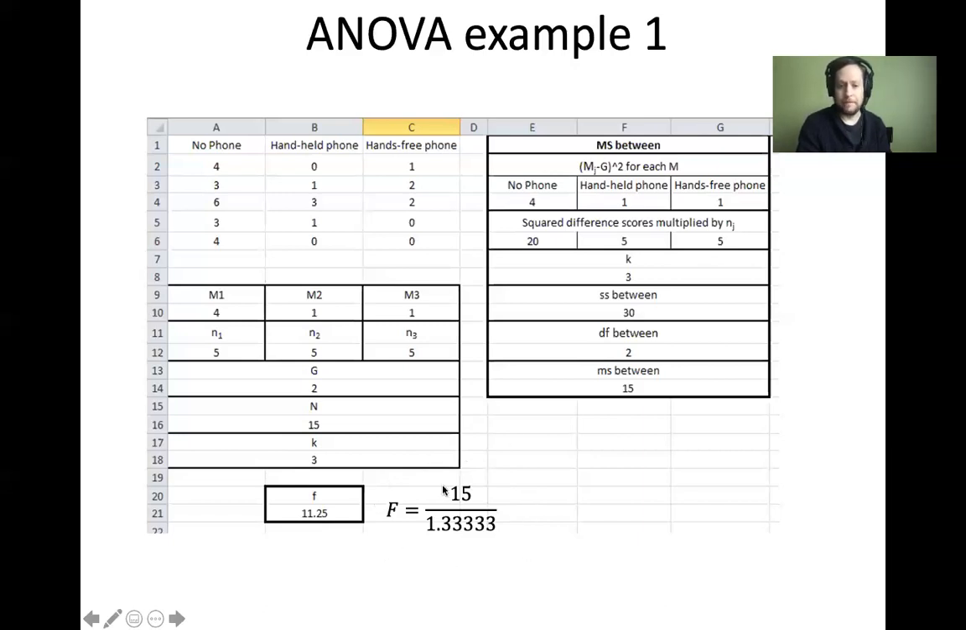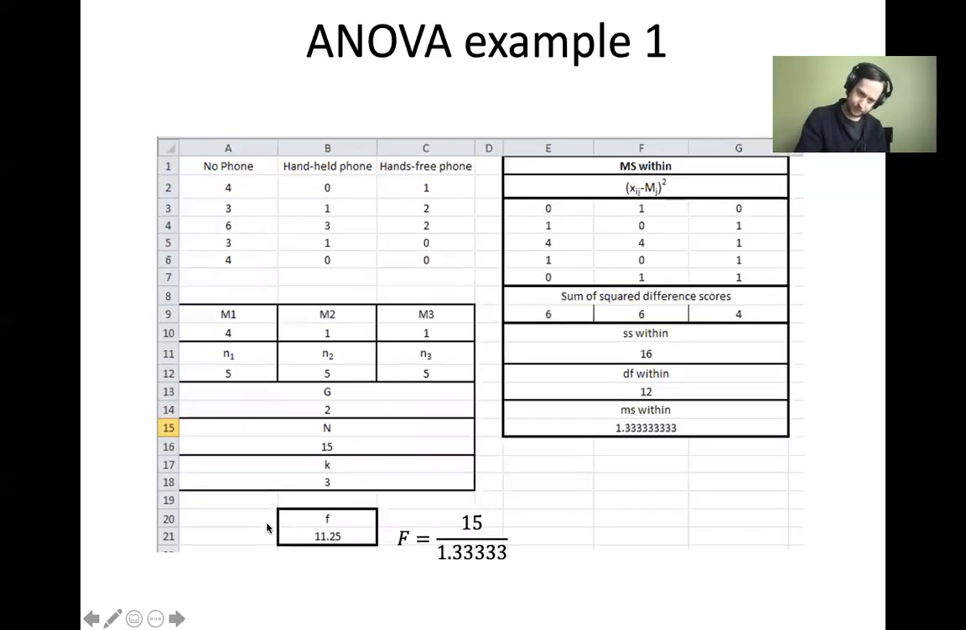Just so we remember, that 15, which is called the MS between, the numerator of the F ratio, is something which measures the magnitude of the difference among these three condition means. The MS within, in the denominator, measures the average amount of variability within each condition. So in example 1, we got an F ratio of 11.25.